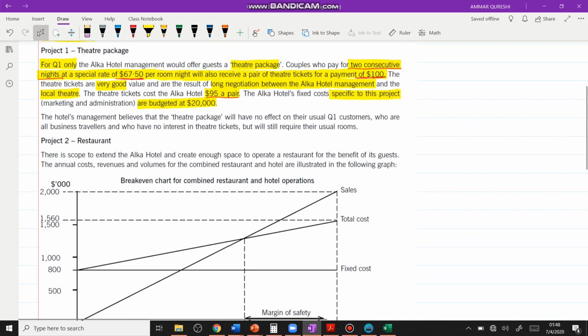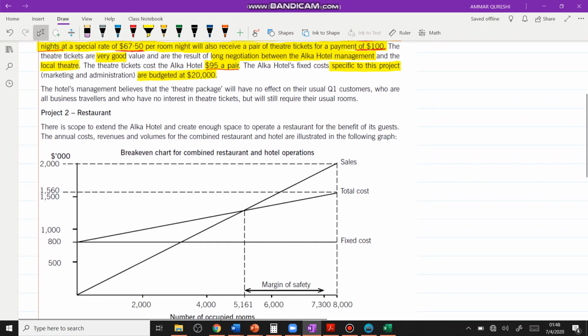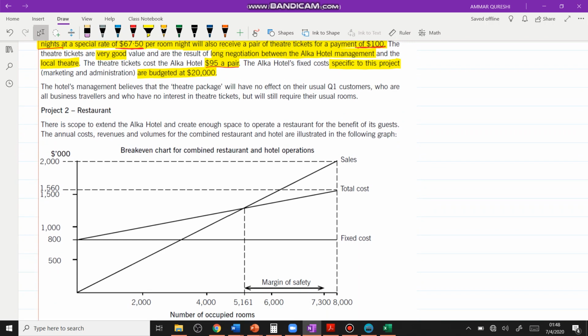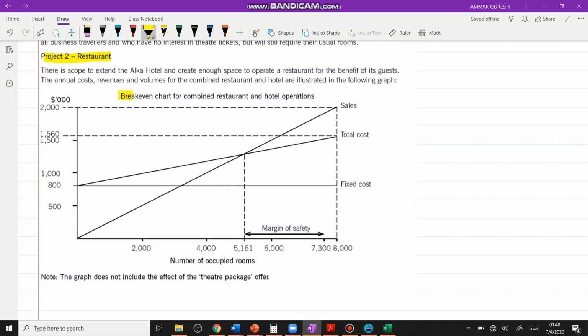Now, what is project number two? Project number two says there is scope to extend the Elka Hotel, and this is the second option, to extend the Elka Hotel and create enough space to operate a restaurant for the benefit of its guests. The annual cost, revenues, and volumes of the combined restaurant and hotel are illustrated in the following graph. So this is basically the break-even chart for the combined restaurant and hotel operation.